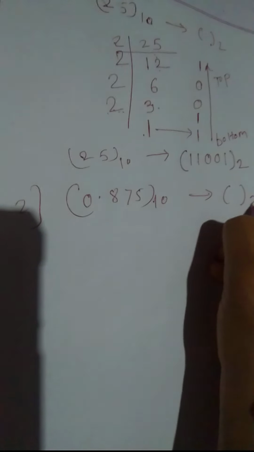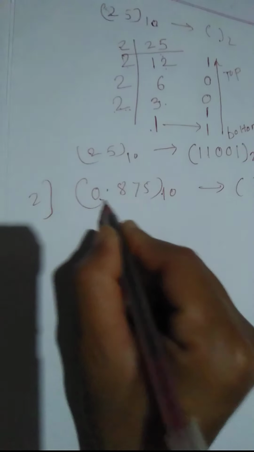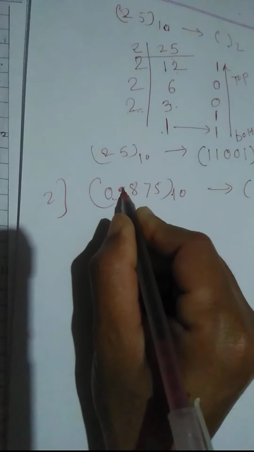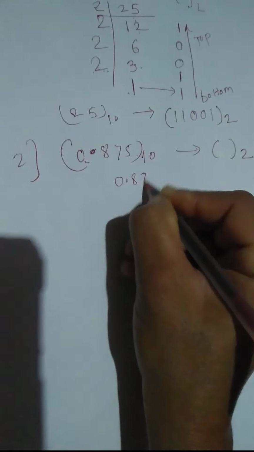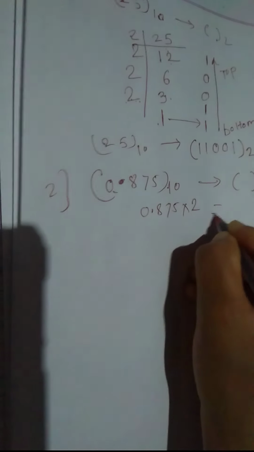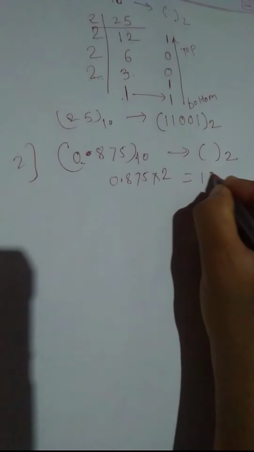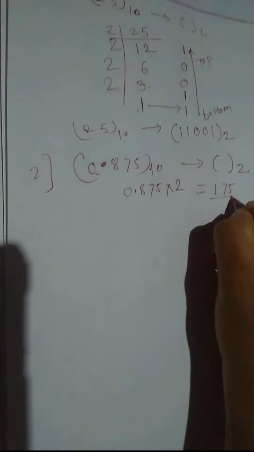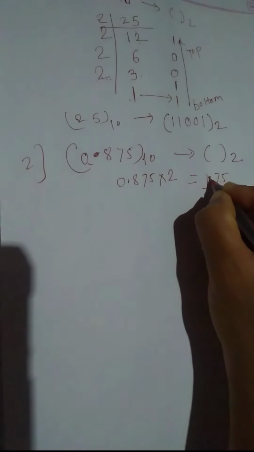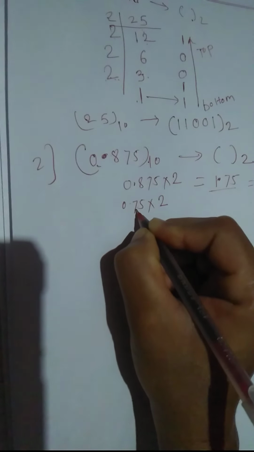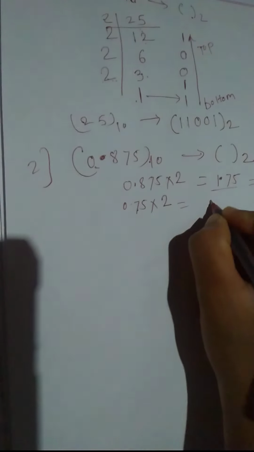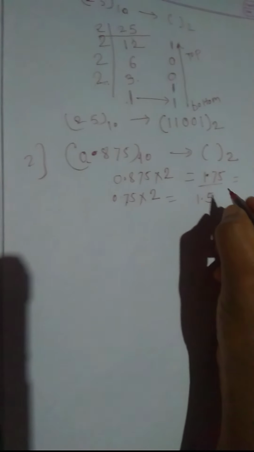For example, 0.875, this decimal number is converted into binary. This number is a fraction number. In that case you have to multiply by 2. So 0.875 multiplied by 2, that answer is 1.75. In this 1.75, 1 is here, and again 0.75 multiplied by 2. 1.75 into 2, the answer is 1.5.